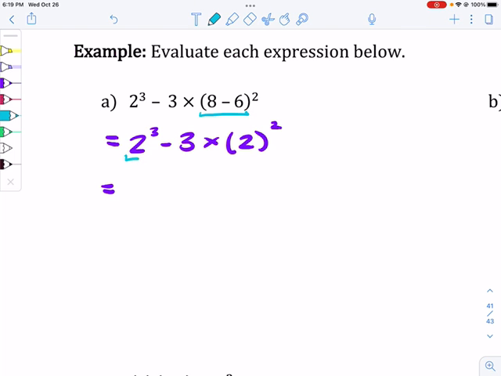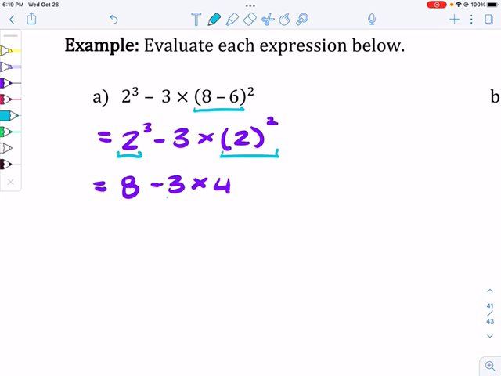Now my next letter is E. I have two sets of exponents here, so I'm going to tackle both of them. 2 times 2 times 2 is 8. And 2 times 2 is 4. Then I do the multiplication next. So I have 3 times 4 is 12. And then last but not least, I do the subtraction. 8 minus 12 is negative 4. And that's question A.